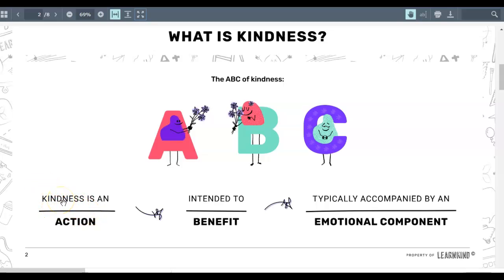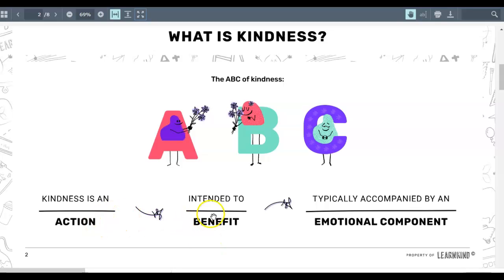I can hold a door open for somebody. That's a physical act. But I can also compliment somebody, right? Complimenting, opening my mouth and speaking, that's a physical act. Okay, so those are different ways that we can express kindness, because it's always got to be some kind of an action. And that action is intended to benefit someone, to make their life better, to help someone.